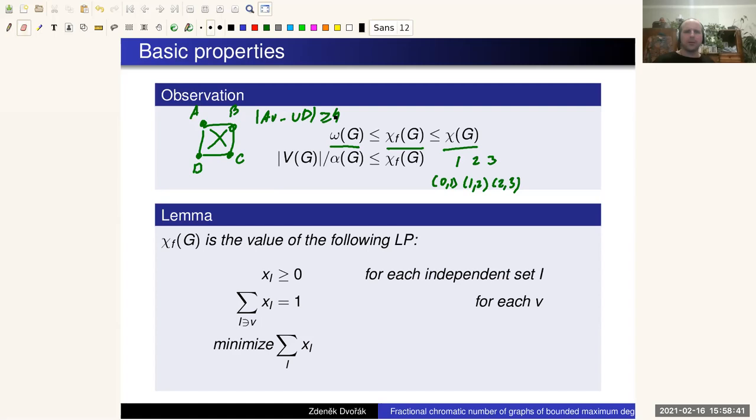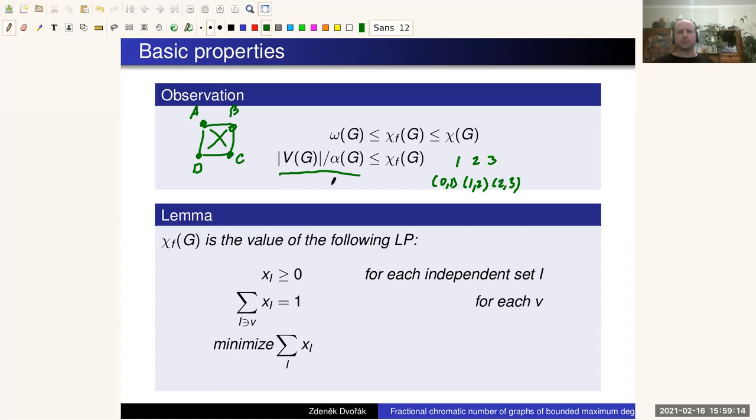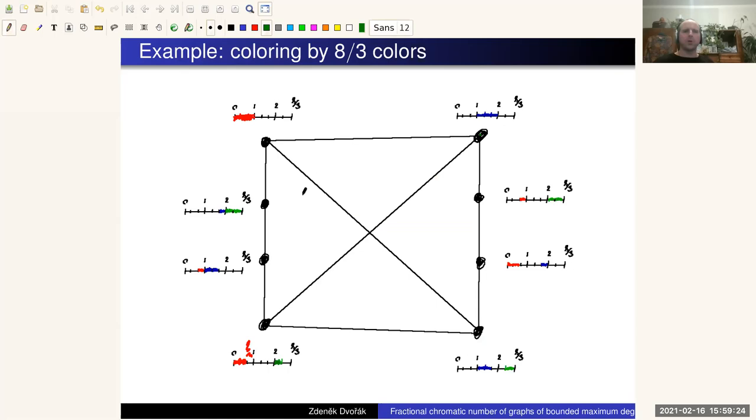And what will be probably the most relevant for my talk is the relation to independent sets. The fractional chromatic number is bounded from below by the ratio of the number of vertices to the size of the largest independent set. And how to see that? Well, given a fractional coloring using the optimal number of colors, you need to find a large independent set, which you can do by sampling one point, one color, at random.